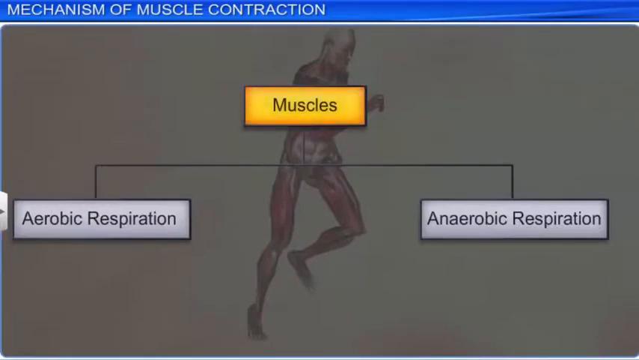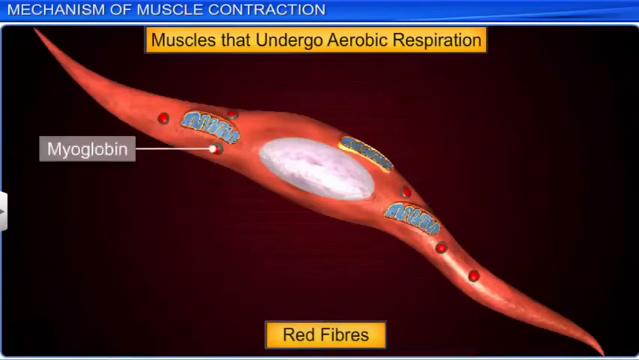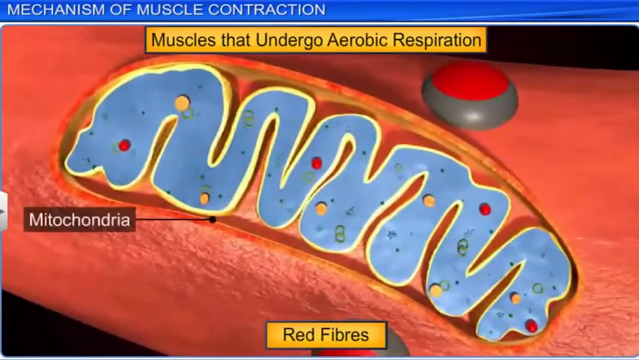Muscles can be of two types: 1. Those that undergo aerobic respiration, and 2. Those that depend on anaerobic process for energy. Muscles that respire aerobically are also called red fibers. They are thus named because these muscles contain a red pigment called myoglobin that stores oxygen. These muscles also have several mitochondria that consume the stored oxygen for ATP production.